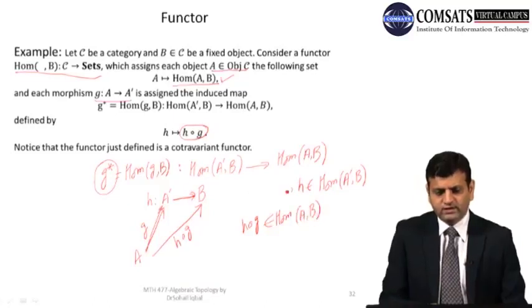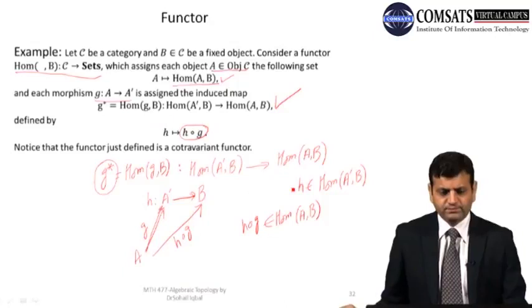So we can say that this functor takes morphisms from A to A prime and gives me morphisms from A to B. So this is the function of this G upper star.